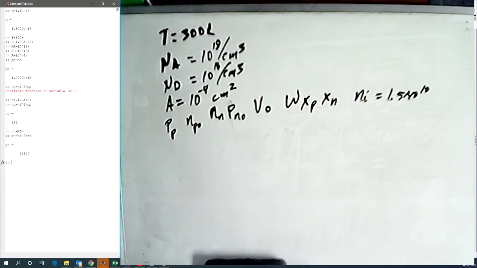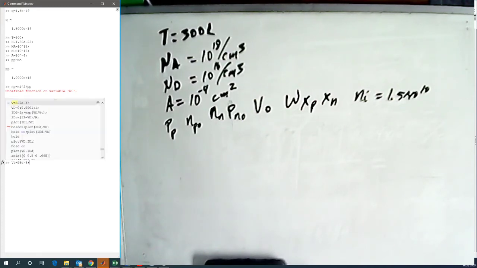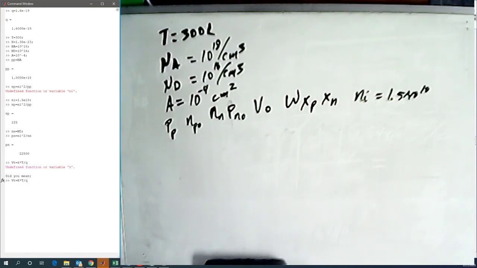Okay. They did want us to come up with a junction voltage VT. KT over Q, K times T over Q. And 25.9 millivolts is what we get. And now they want us to calculate V0.